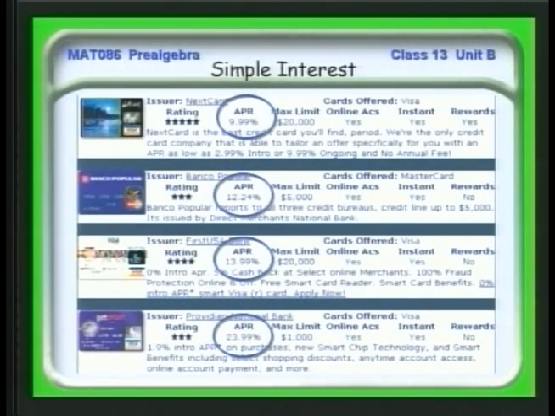You can see APRs all over the place. This is a document that I found on the internet and copied, and in the circle are different APRs.